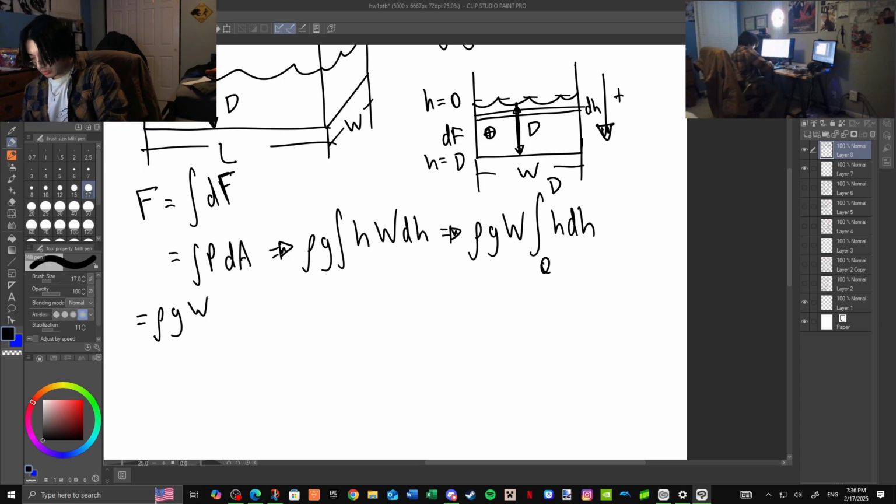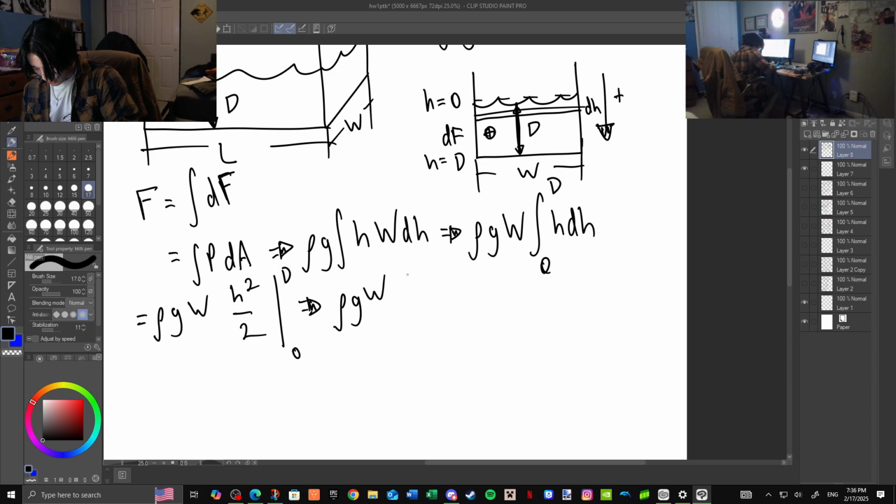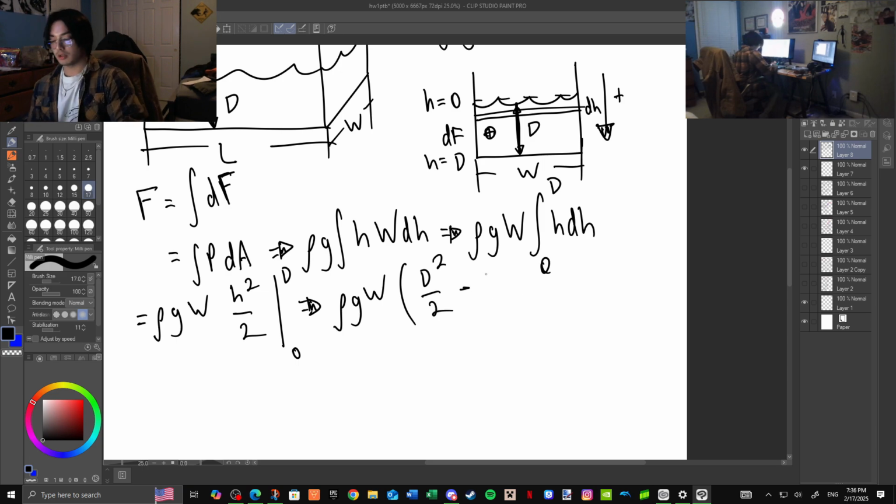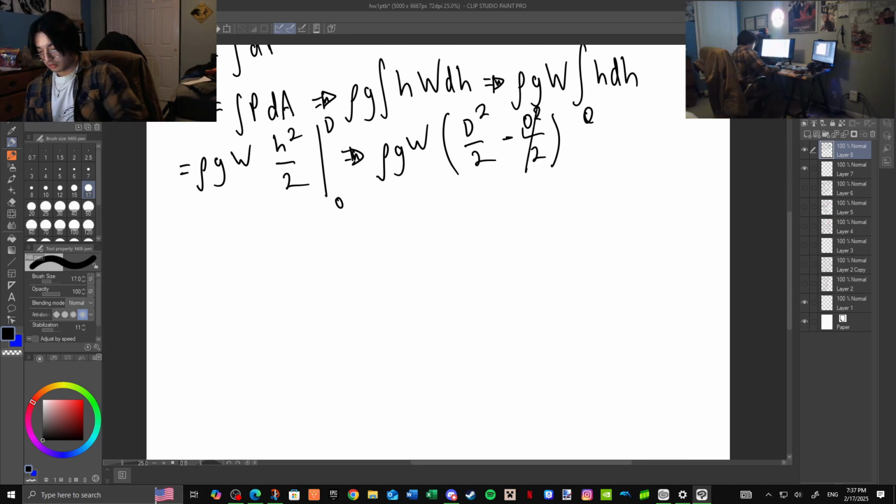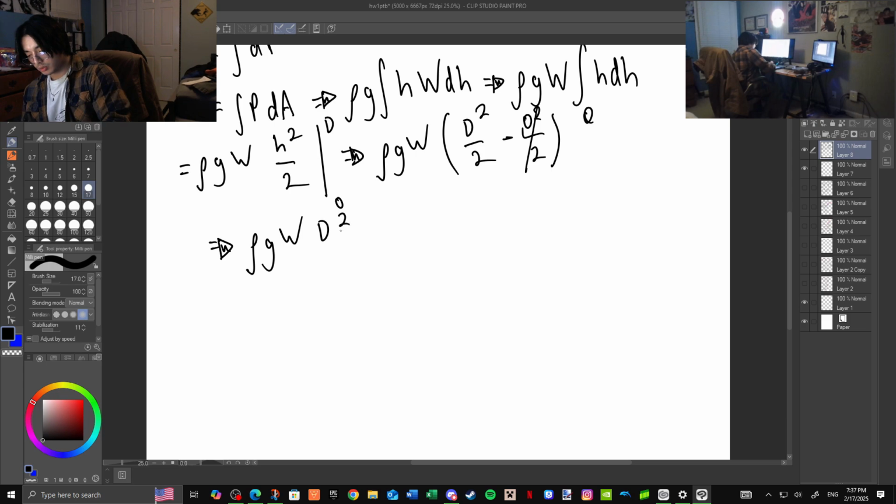So rho g W remains the same. We integrate h dh. In doing so will give us h squared over 2 with the bounds 0 and d. And plugging those values will give us d squared over 2 minus 0 squared over 2, which is just 0. So that simplifies to rho g W times d squared over 2.